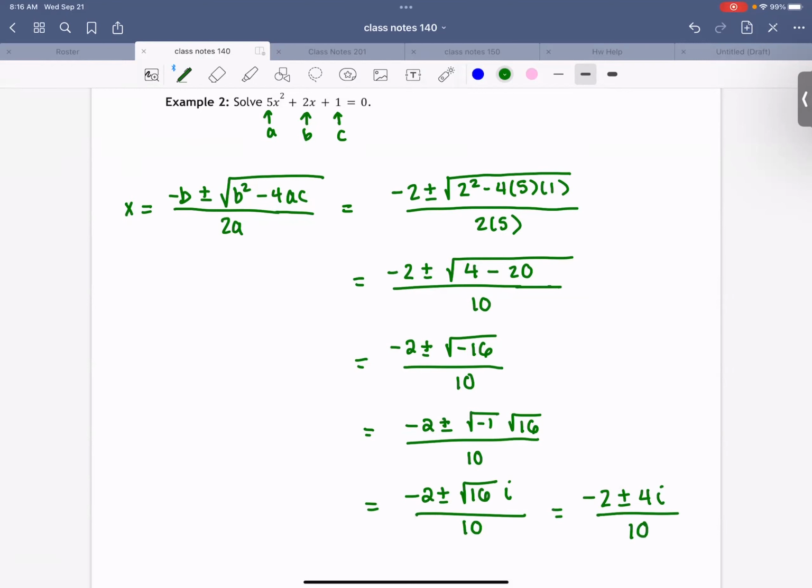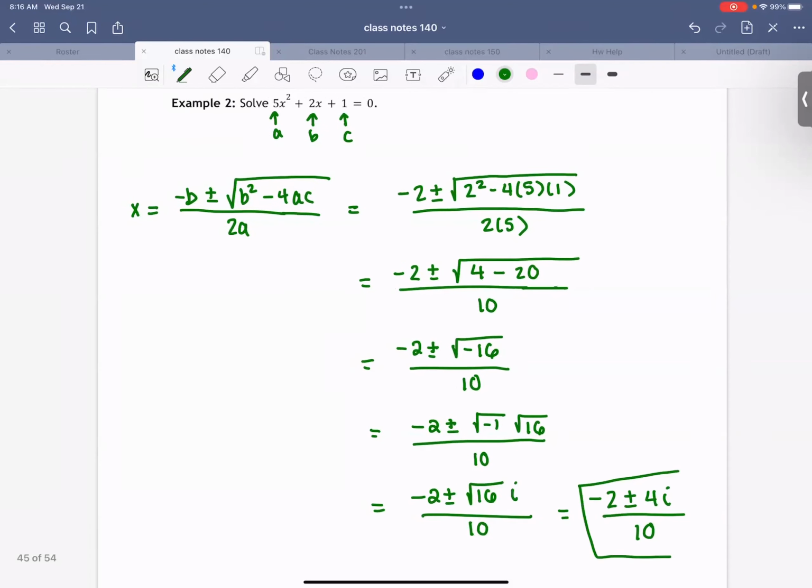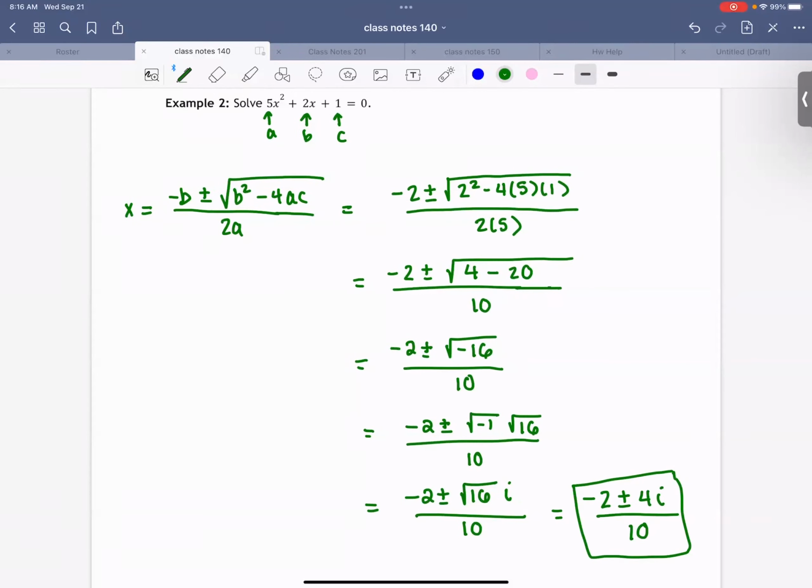Okay. This is how far I would go. Of course, you could write out the positive version and the negative version, but I would take this on a test. This is basically as much as you have to worry about with plus or minus and square roots. So don't worry about anything else. Any questions on this example?